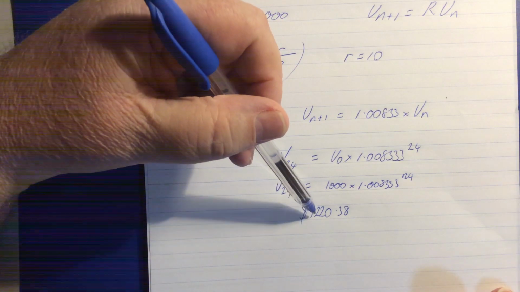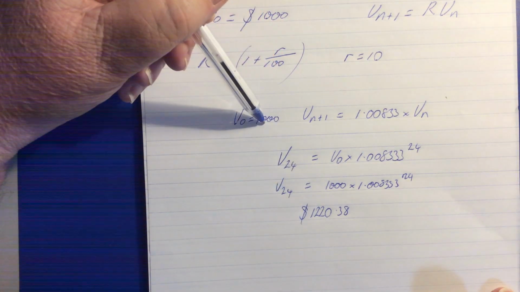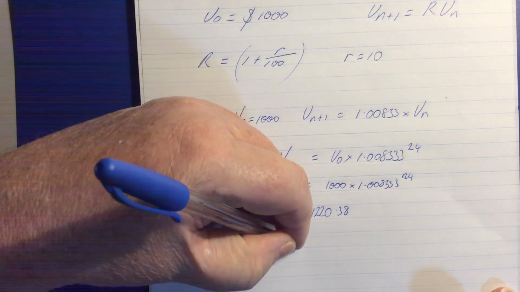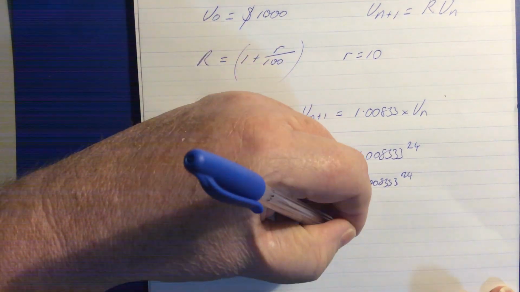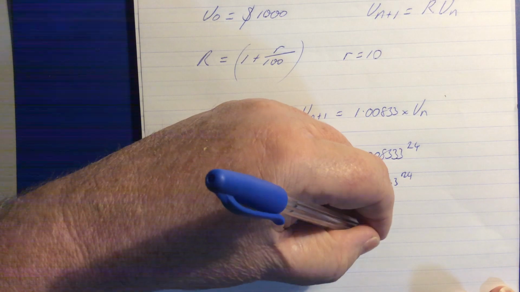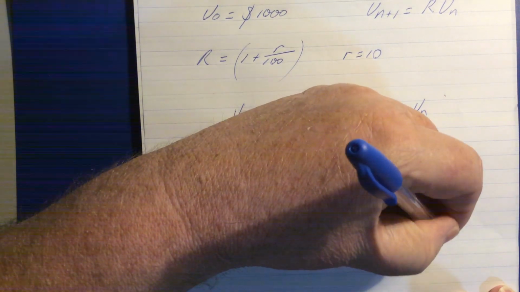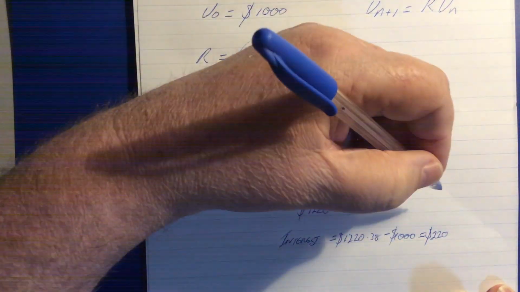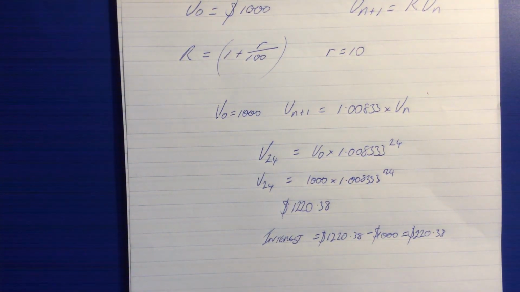The amount of interest that you earned is the difference between V24 and V0. So I'll put this in here. $1,220.38 minus 1,000, which equals $220.38. Better put dollar signs in. Now, it's not the easiest thing in the world when you first come across this.